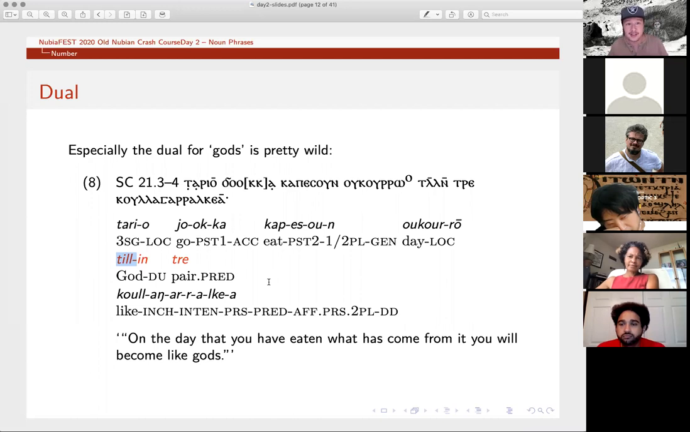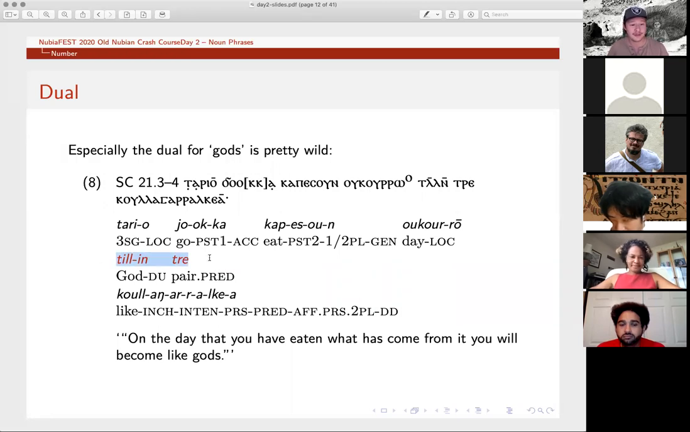This suggests that when Old Nubian scribes and speakers of that language were referring to non-Christian gods, they had two specific gods in mind. The big million-dollar question is, of course, which two gods are the gods that are not Christian? And so this is, of course, a fascinating question that we have not solved yet, as we only figured out that this is a jewel rather recently.